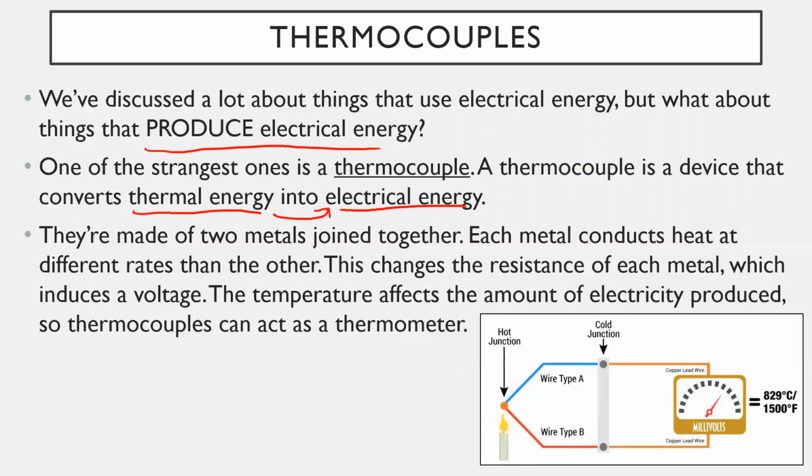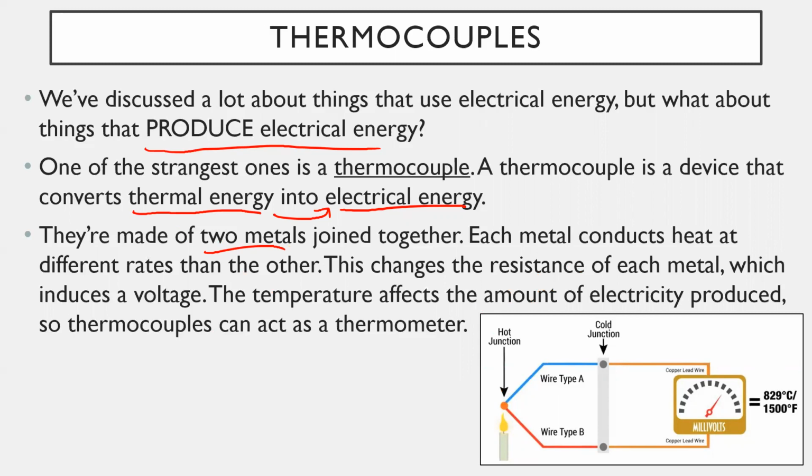But before we get there, let me just tell you that a thermocouple is made of two metals that are joined together, right? So there's a joint between two different metals. The metals are usually, of course, in the form of a wire. Now, each metal conducts heat at different rates than the other, right? So in other words, different metals are going to get hot or cold faster than other metals. They conduct heat differently.